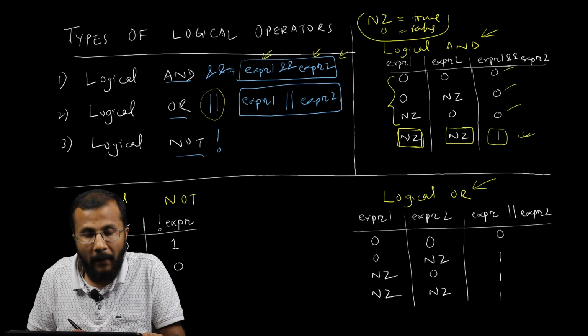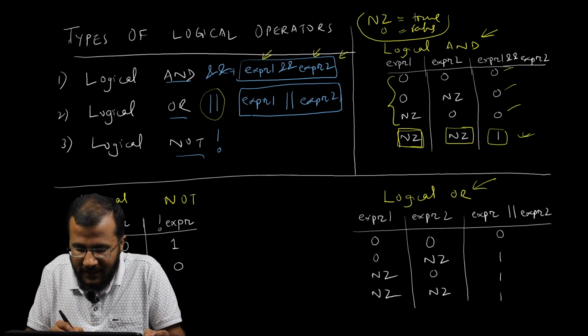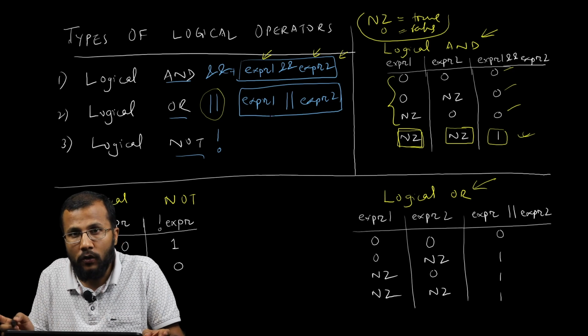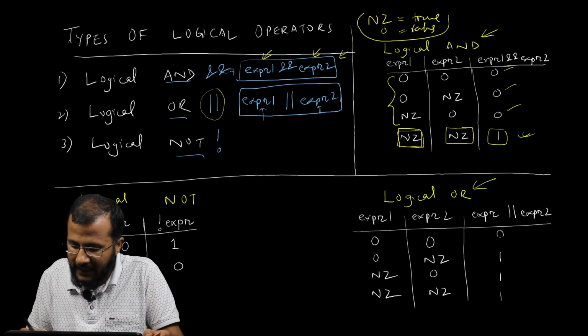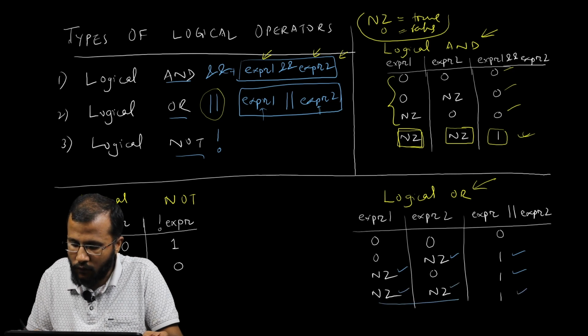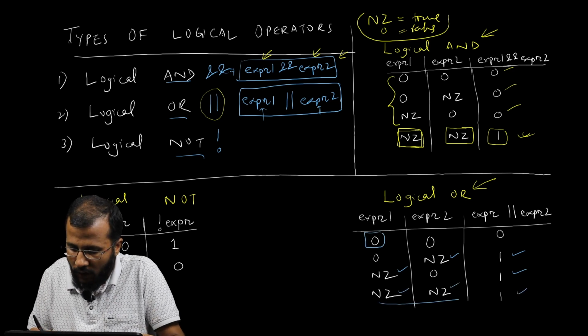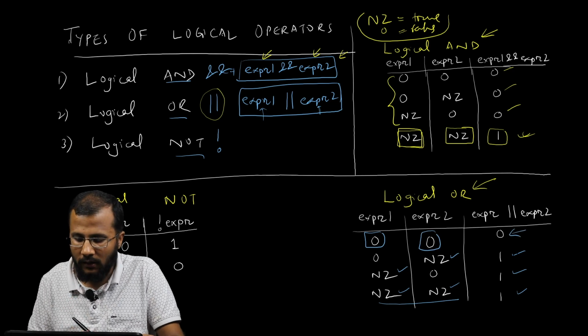It is again a binary operator because it has two operands. Now the final output of this logical OR is true if either this one is true or this one is true. So if you look at the expression, if any one of them is true, here this one is true, so the output is true. Here this one is true, so the output is true. In the last one, both of them are true, output is true. If both the inputs are false, in that case the output would also be false. So this is logical OR.